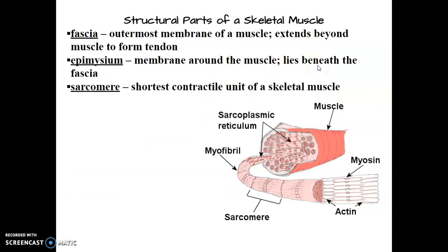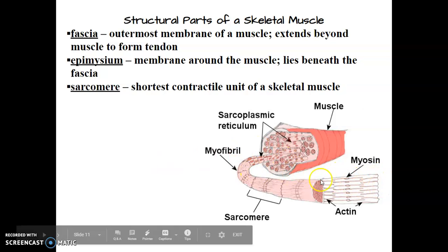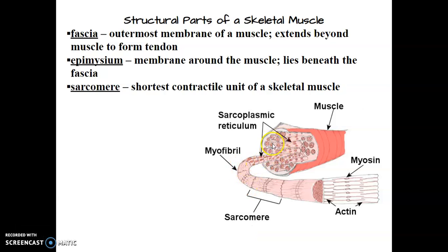Structural parts of the skeletal system, we're going to learn this more in the lab, but the fascia is this outer membrane. One thing I want you to know about the muscles is there are lots and lots of layers. It starts out very, very small, and then those small parts wrap together, and a lot of those wrapped places wrap with other areas, and then all of those combine together. So it's a series of cylinders really that makes up our skeletal muscles. The fascia is the outermost membrane. It makes tendons. The epimysium is the membrane around the muscle. It lies just underneath the fascia.